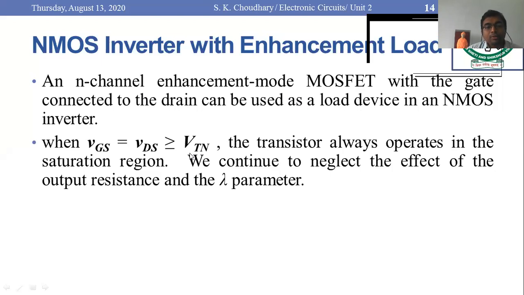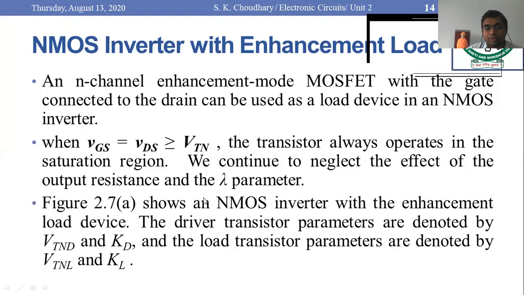Okay. So when VGS is greater than the threshold voltage, here VGS is equivalent to the VDS, and the transistor always operates in the saturation region. We have discussed this already. And for the sake of simplicity of calculations, we have neglected the effect of output resistance RDS and channel length modulation parameter lambda. Now we have drawn the diagram also, which shows the NMOS inverter with enhancement load, and the driver circuit denoted by VTND and KD, and load transfer parameter denoted by VTNL and KL.